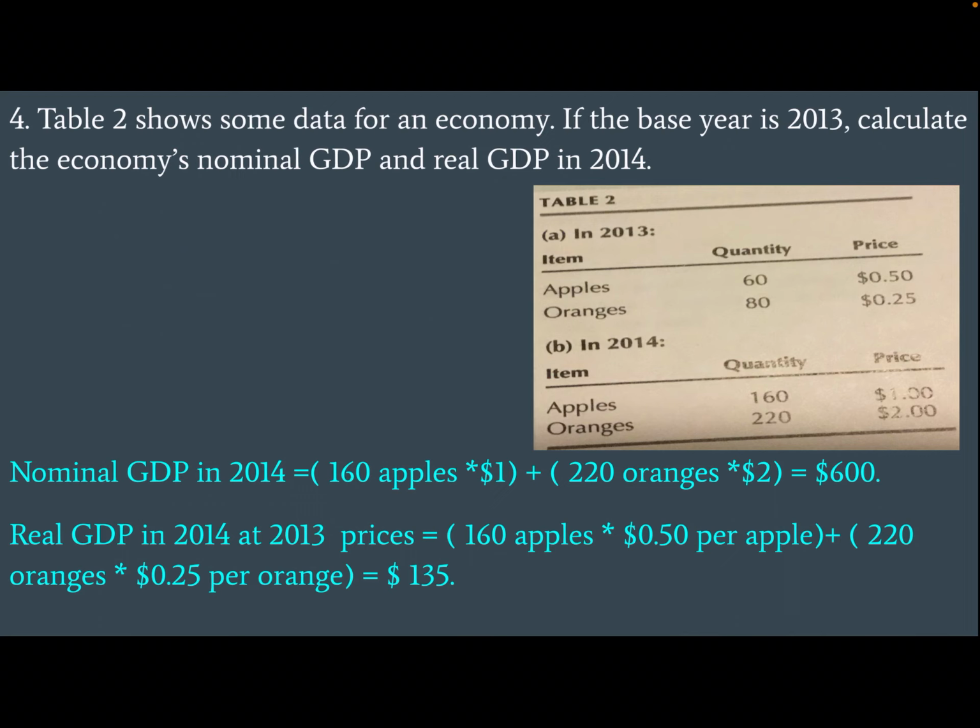Table 2 shows some data for an economy. If the base year is 2013, calculate the economy's nominal GDP and real GDP in 2014. Nominal GDP in 2014 equals 160 apples times $1 plus 220 oranges times $2, which is equal to $600. Real GDP in 2014 at 2013 prices equals 160 apples times $0.50 per apple plus 220 oranges times $0.25 per orange, which is equal to $135.